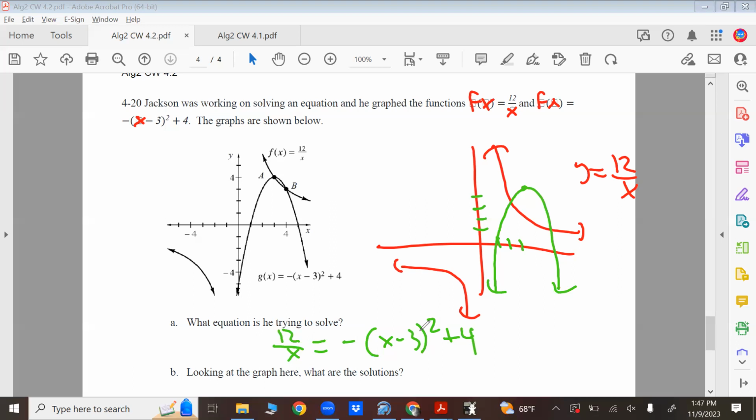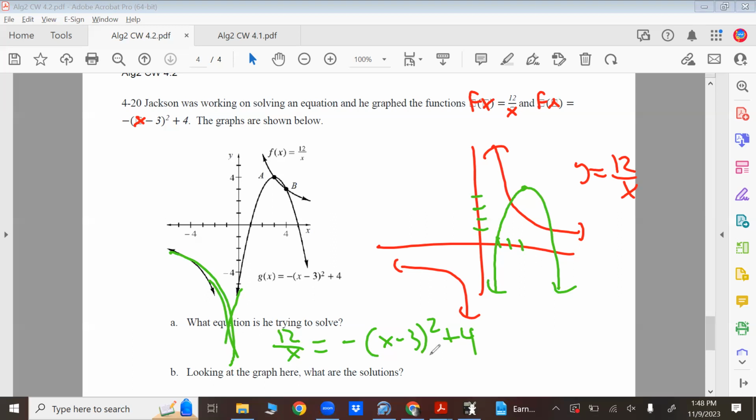Now, how many times do you think these will touch? How many points of intersection do you think we'll have? The image that's already printed shows 2. But do you think it'll be more than 2? Yeah, probably down below as well. Yeah, it looks like they're going to eventually touch, right? Now, there's a vertical asymptote for 12 over x because x can't be 0. But the parabola is going to get there to wherever the other curve is.